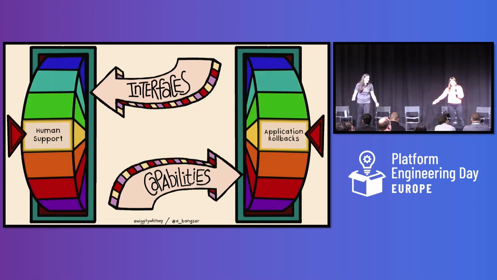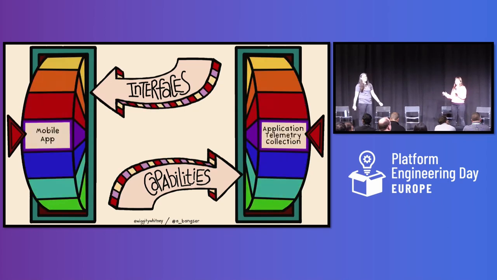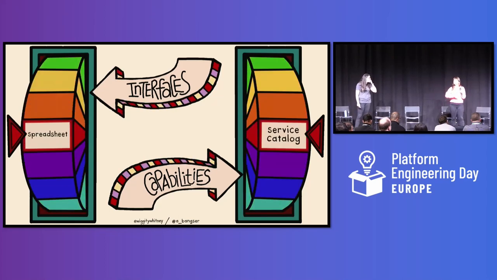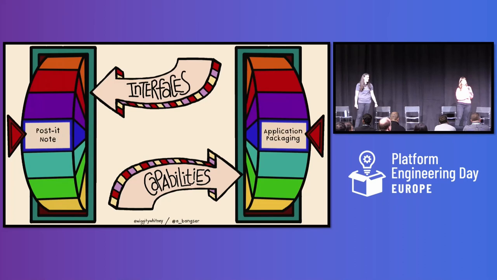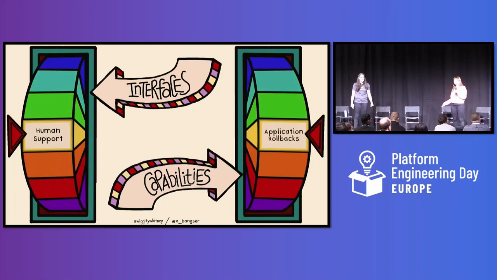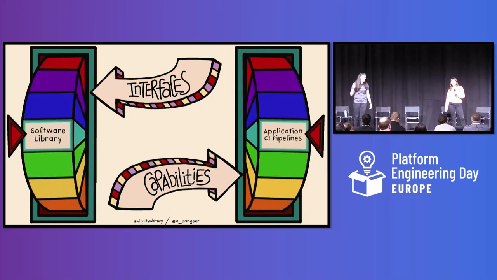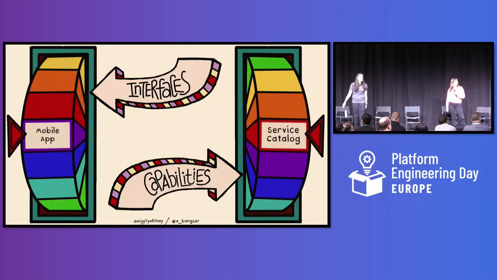These are genuinely random. Abby and I do not know what's going to come up right now. On the left, we have a big wheel full of lots of possible interfaces. On the right, a big wheel filled with lots of possible capabilities. Let's see what we get and see if it makes a good combination. All right, the first interface we have is a mobile app.